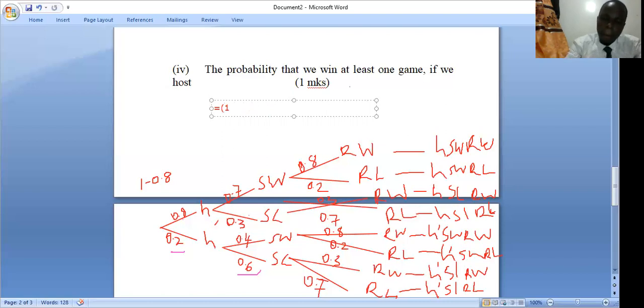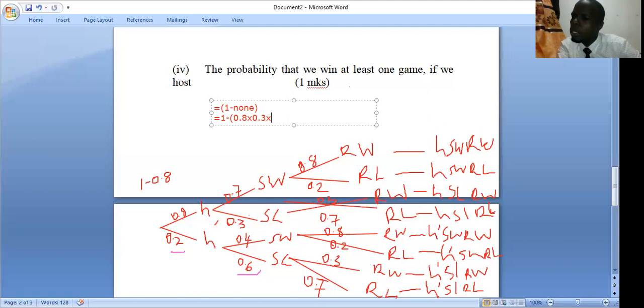That's why I was saying 1 minus the probability of none. You don't lose any game. That is equal to 1 minus none. None means that we host, 0.8, we lose soccer, 0.3, times. We said earlier on, let me look at the diagram that I drew outside, the probability of losing rugby, but we are hosting, so that becomes 0.2 there.